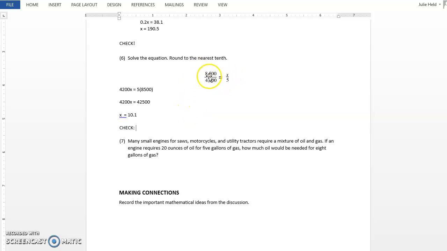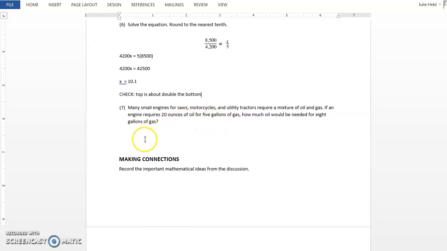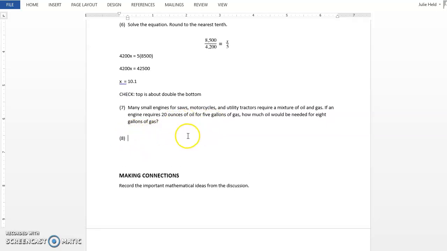So this one is a good one to check, because if you just do it by estimation, right, I can tell if I double 4,200, I get 8,400. So the top is about double the denominator, the bottom. And 10 is a little more than double 5. So that seems right. So I could check it in more exact ways, but that's at least a good idea that I'm right. Let's try this last word problem.